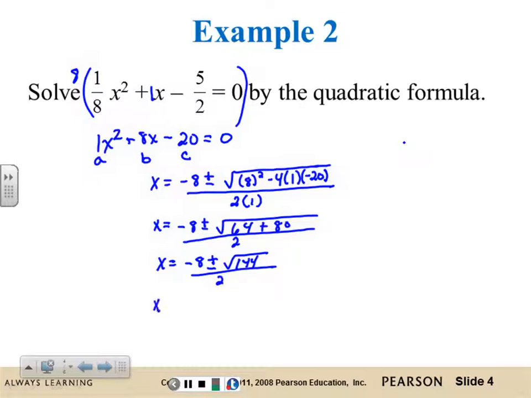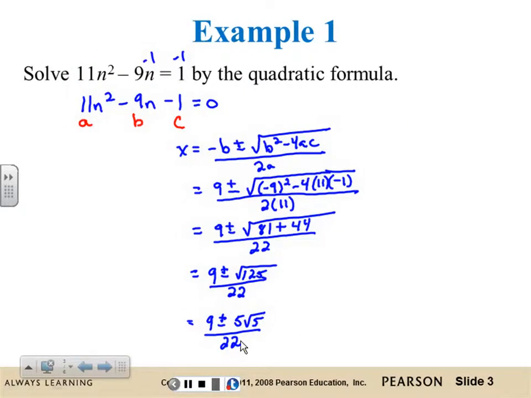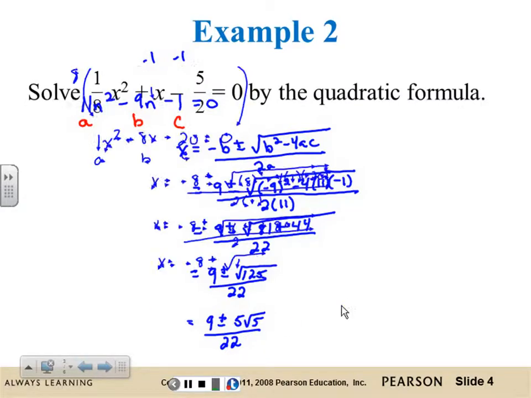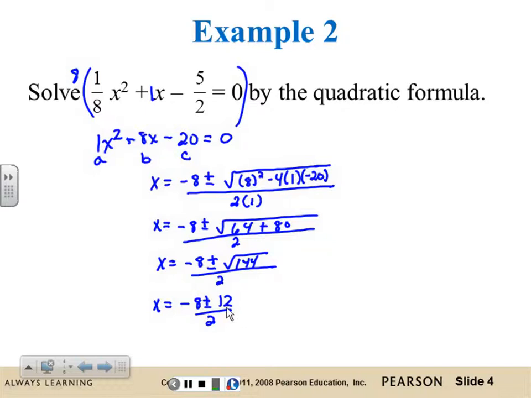And so we have x is equal to negative 8 plus or minus 12 over 2. Now, the difference in this problem and in example 1: in example 1, since we had whole numbers and radicals, we couldn't go any farther unless we come up with a decimal, and I don't really want that. Here, however, the radical went away and I have all whole numbers, and we know how to do math with whole numbers. So remember, you have two separate problems here, okay?